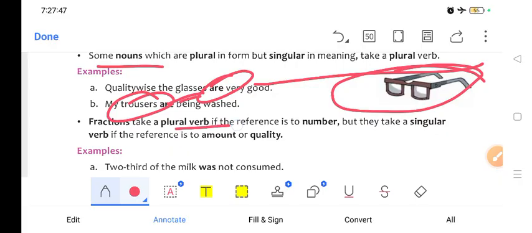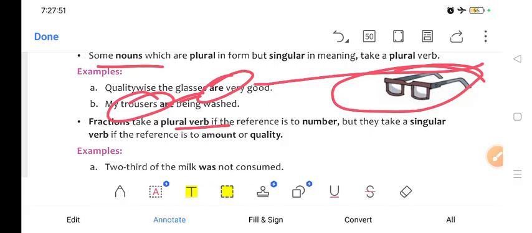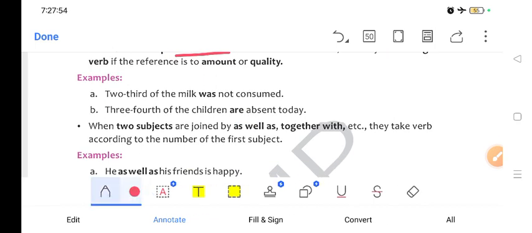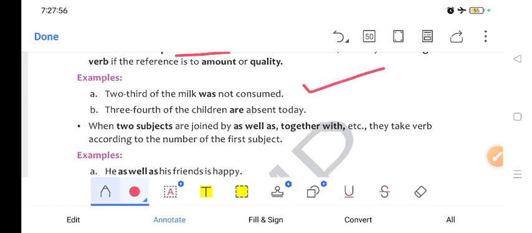Fractions take a plural verb if the reference is to a number, but they take a singular verb if the reference is to an amount or quantity. For example, 2/3 of the milk was not consumed. 2/3 takes a singular verb. 3/4 of the children are absent today. So I'm talking about children. Children is a countable noun. Milk is an uncountable noun.